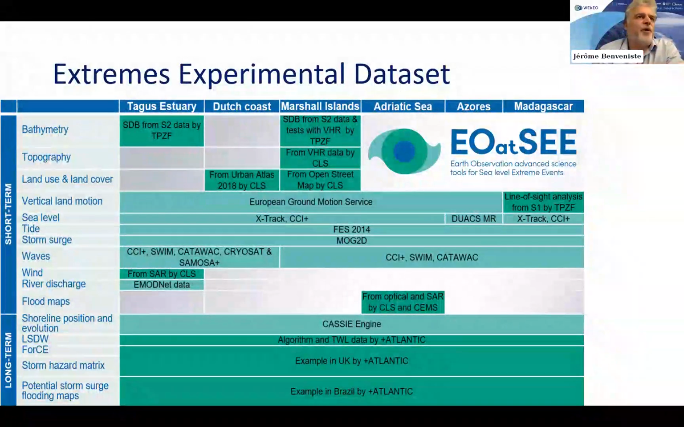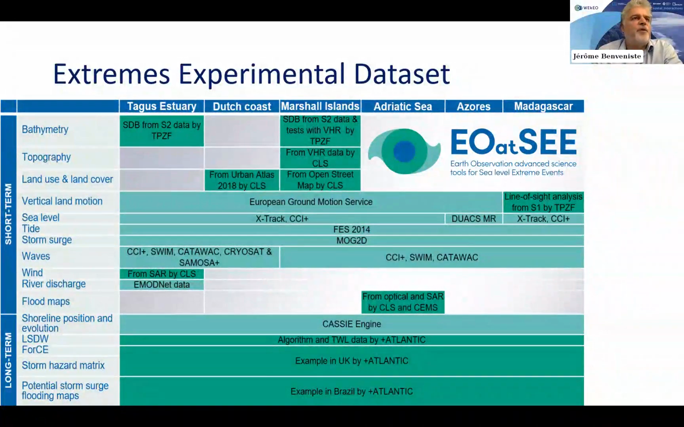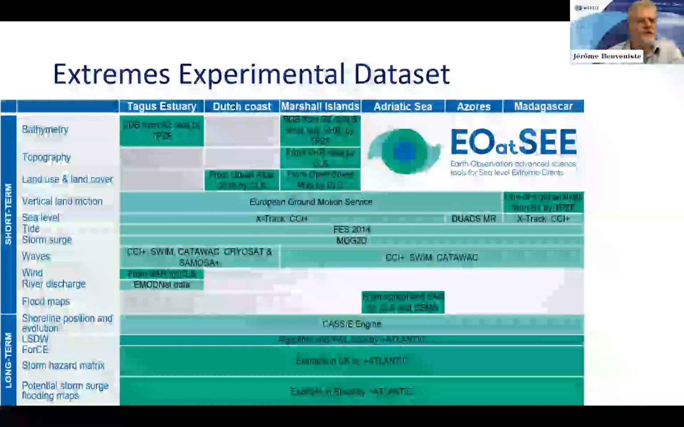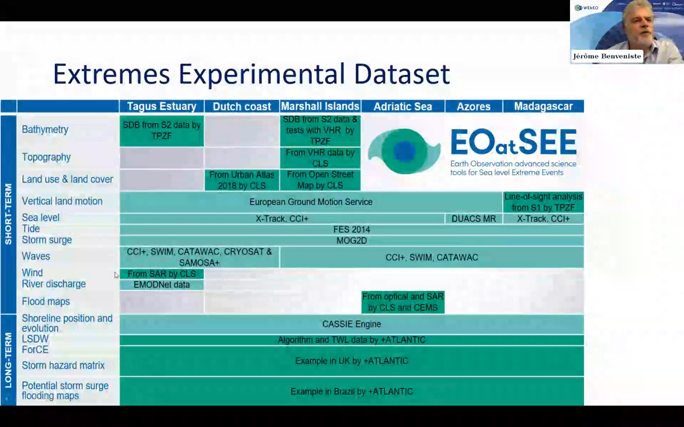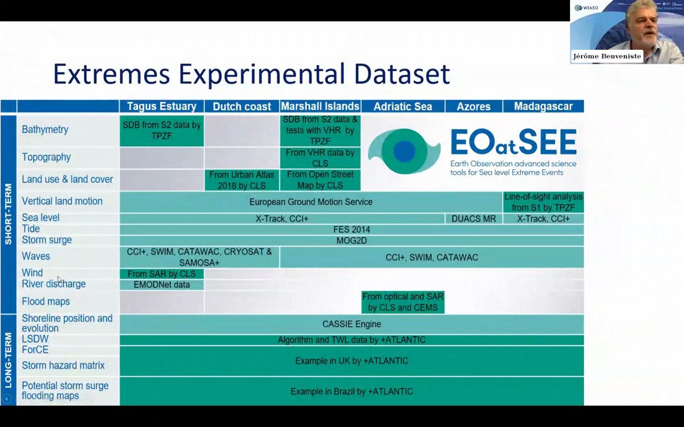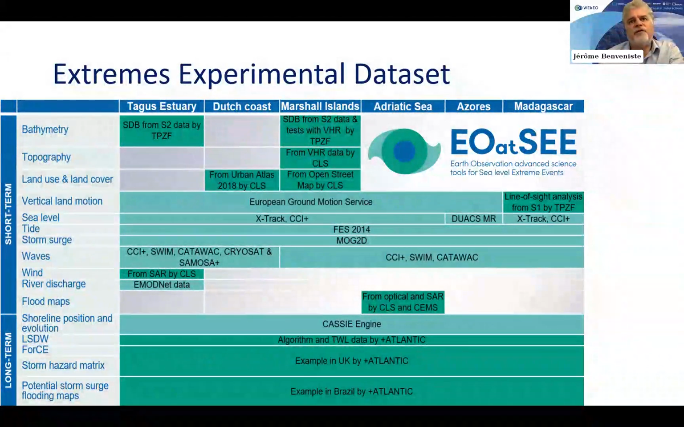So bathymetry, topography, land use, land cover, we just heard about. Vertical land motion also is a very important contribution to sea level rise. The absolute sea level rise, the relative sea level, the tides, storm surge, waves, and so on. River discharge also, and flood mapping. For the long term, we looked at shoreline position and many other important things like the potential storm surge flood map.